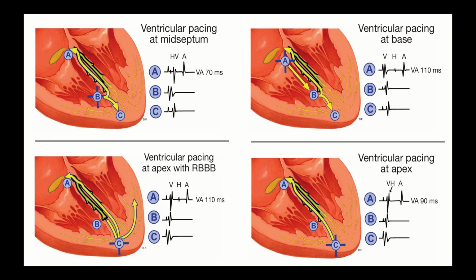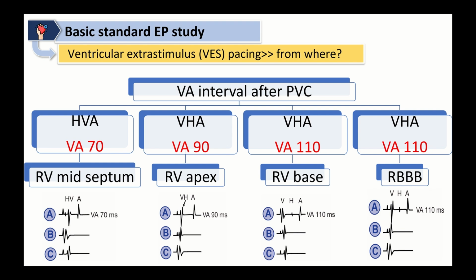It's very long, and this is the summary, in which we can imagine where you pace from and what the VA interval will be. The VA interval will become very long if we pace from the base of the heart, VA interval in this example 110 milliseconds, or when there is evidence of right bundle branch block, the VA time will be very long because of transseptal conduction, left side, left bundle branch, retrograde conduction. And this is the summary.